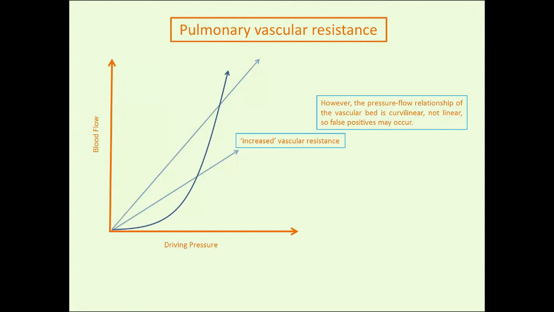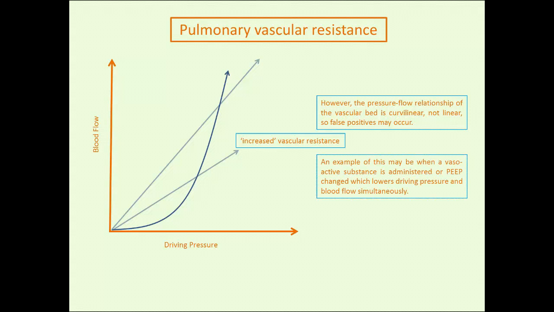Problem is, the pressure-flow relationship is not linear. It's not even close to linear. It's curvilinear, okay? So this is how you can get false positives and false negatives. How's that going to work? Well, say you add a vasoactive substance, or you change the mechanical ventilator setting somehow, which lowers the driving pressure across the pulmonary vascular circuit, but also drops your blood flow simultaneously. So from here to here, you've dropped the driving pressure, but you've also significantly dropped the flow.